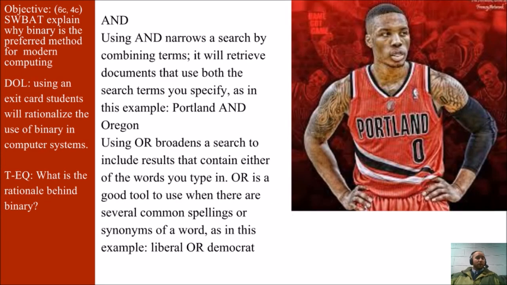So if you didn't want to do the plus sign, you could always just type in AND. So using AND narrows the search by combining terms. It will retrieve documents that use both the search terms you specify, as in this example, Portland and Oregon. OR is a good tool to use when there are several common misspellings or synonyms of a word, as in the example liberal or Democrat.